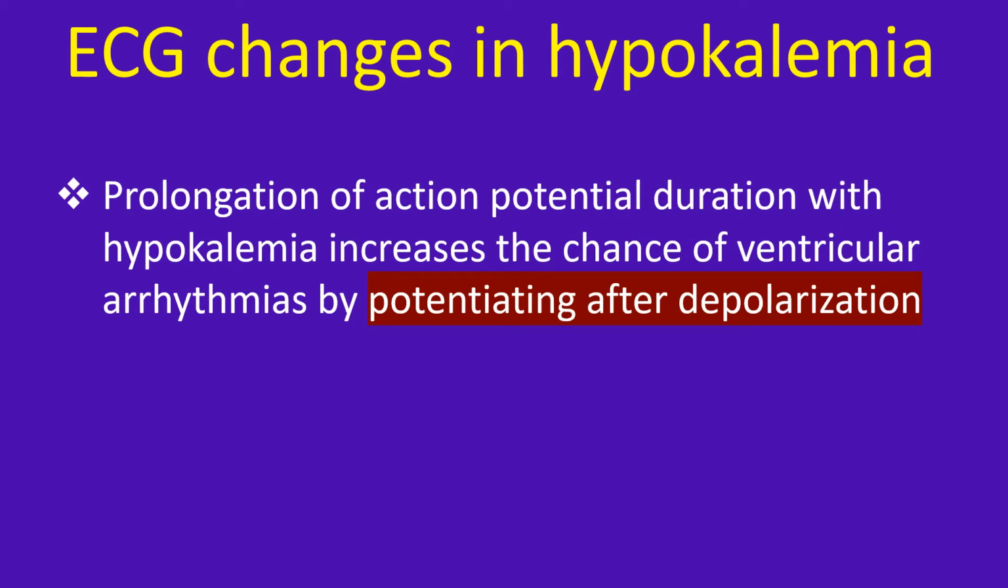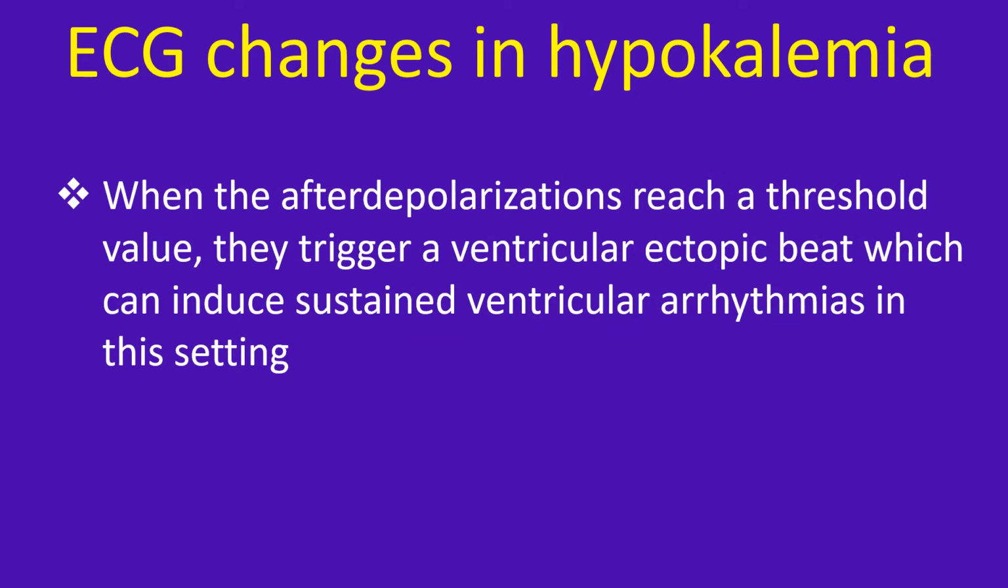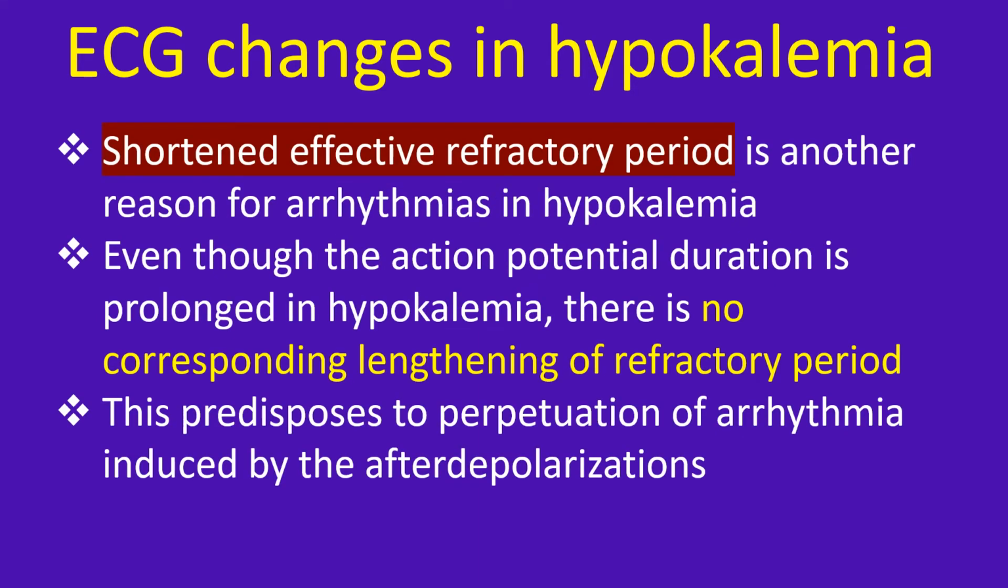Prolongation of action potential duration with hypokalemia increases the chance of ventricular arrhythmias by potentiating after depolarization. When the after depolarizations reach a threshold value, they trigger a ventricular ectopic beat which can induce sustained ventricular arrhythmias in this setting. Shortened effective refractory period is another reason for arrhythmias in hypokalemia.